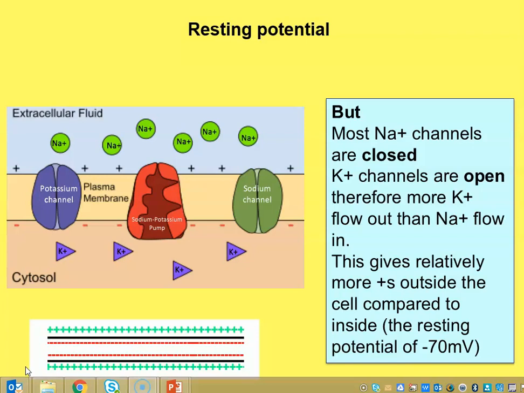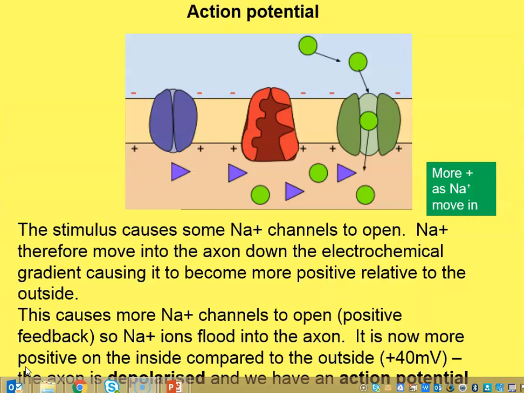So that is the fact that we have relatively more positivity on the outside of the membrane than we do on the inside. Because we have this potential difference of minus 70 millivolts across the plasma membrane, we say that the membrane is polarized, okay, because it's relatively positive on the outside compared to the inside.